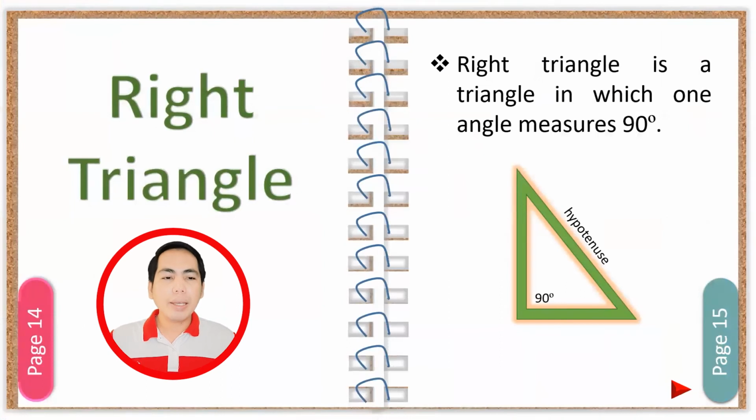Let us have the right triangle. The right triangle is a triangle in which one angle measures 90 degrees. So in here, we can see that this angle measures 90 degrees because we can draw a perfect square at the point of intersection of these two sides. And the other two angles are all acute angles.